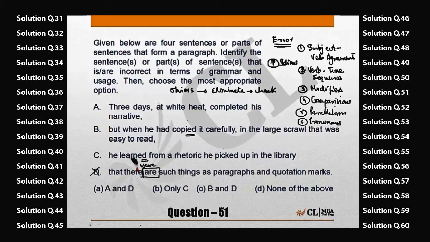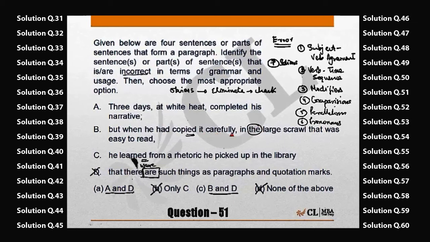Therefore D must be part of your answer choice. So none of the above gets eliminated. C gets eliminated. It will be either A or D or B or D. Now you have to spot the error. Now if you're able to spot the error, you're through. Otherwise you probably will have to go to the next one. The error is here.